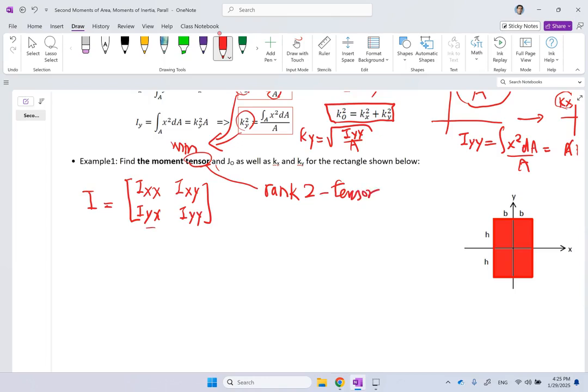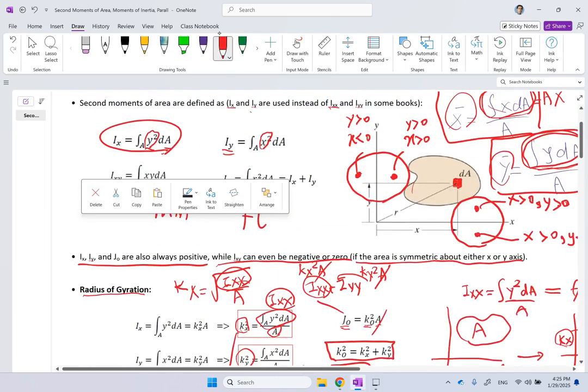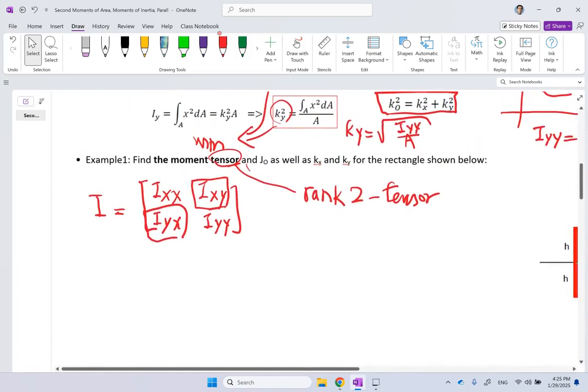Because it has two directions. By the way, IXY and IYX are the same thing. Because whether I say integral of XY dA or I say integral of YX dA, that's the same thing. So it's basically, this matrix is always symmetric.